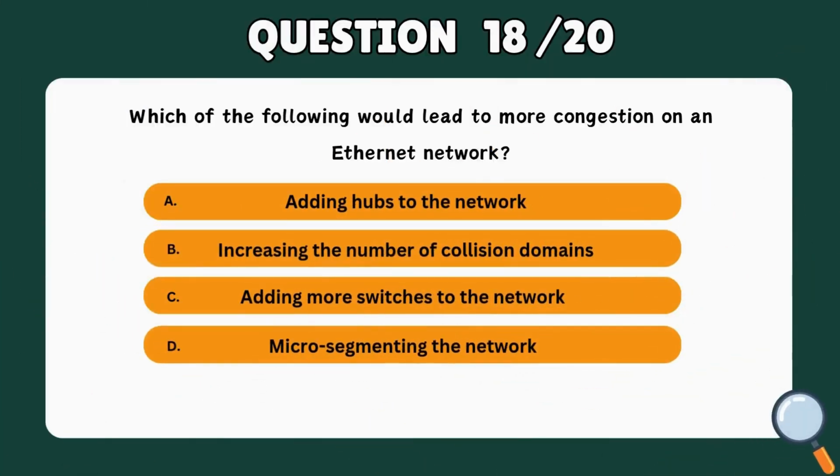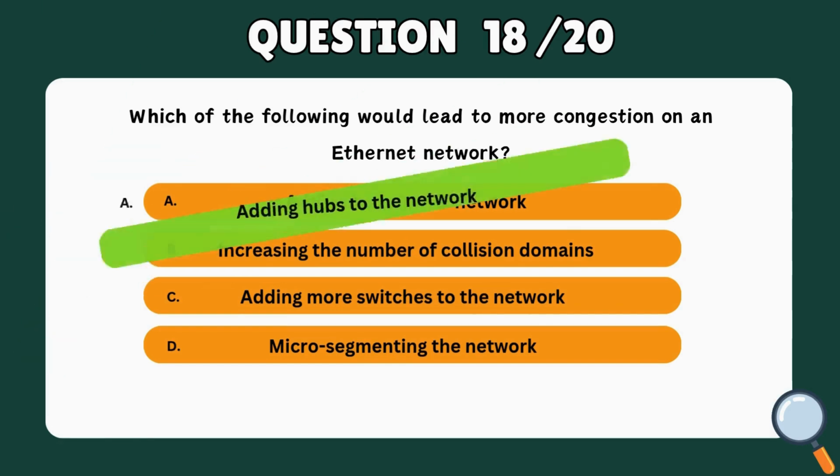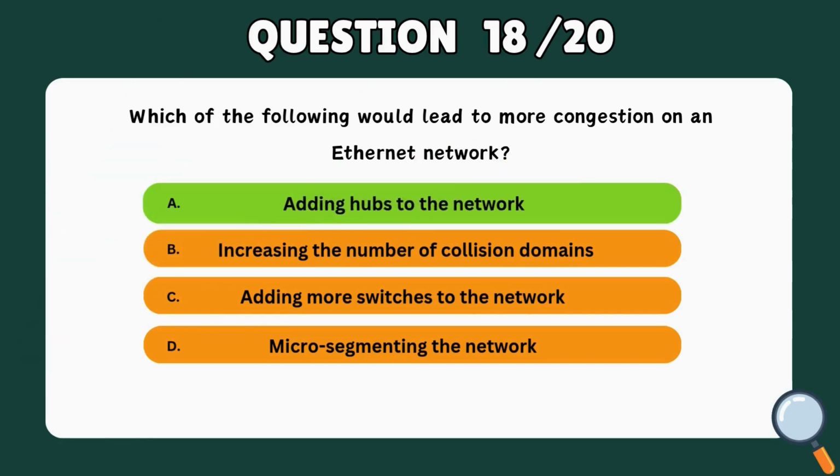Question 18. Which of the following would lead to more congestion on an Ethernet network? A. Adding hubs to the network. B. Increasing the number of collision domains. C. Adding more switches to the network. D. Microsegmenting the network. Correct answer: A. Adding hubs to the network.